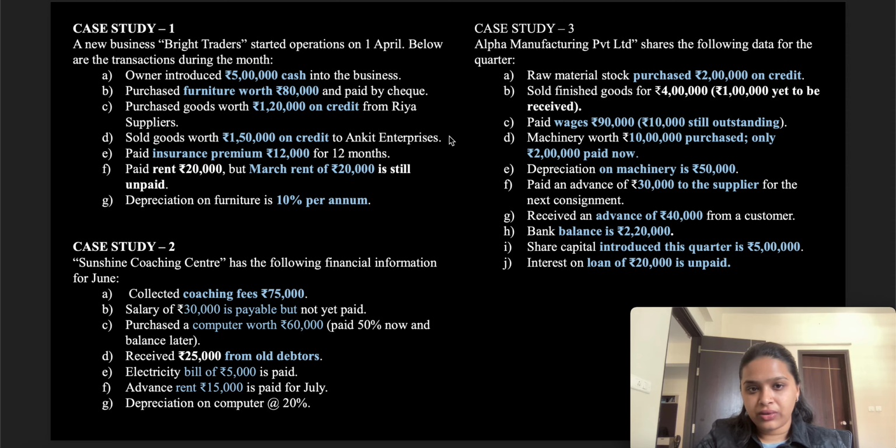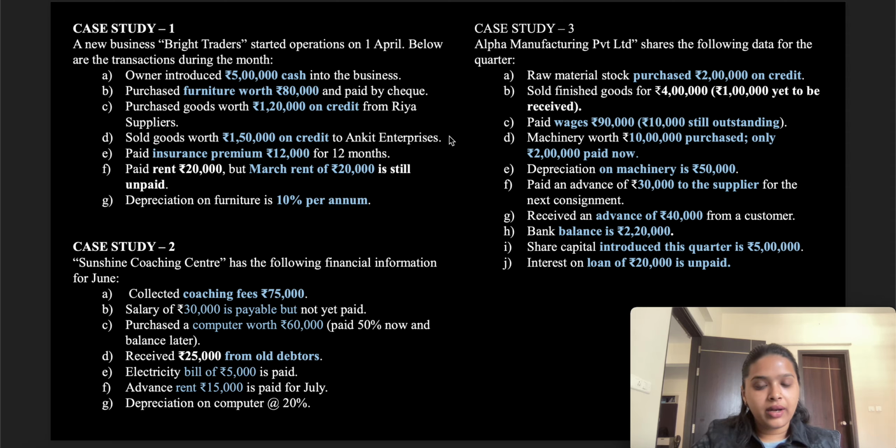Next is sold goods worth 1,50,000 on credit to Ankit Enterprises. So they have made a sale to Ankit. So it is revenue for them, but they have not received the payment. They have allowed the credit to Ankit Enterprises. So it is sundry debtors or trade receivable, or we can say accounts receivable.